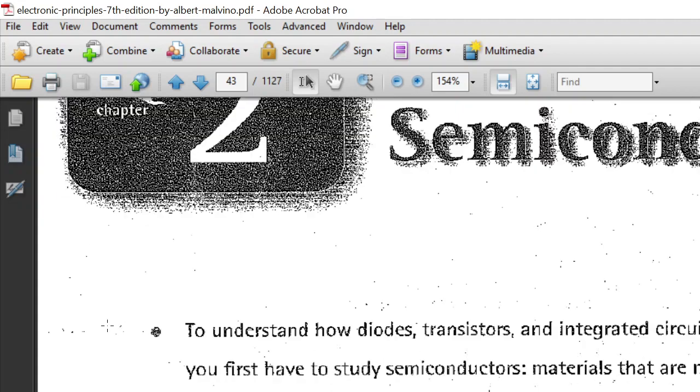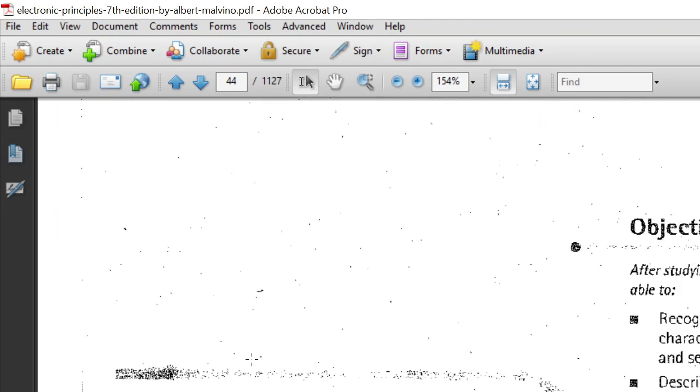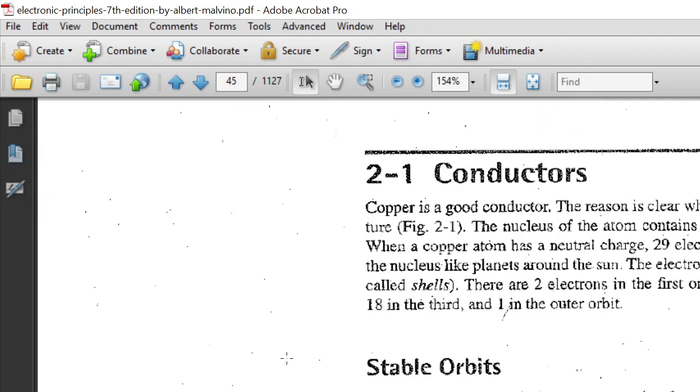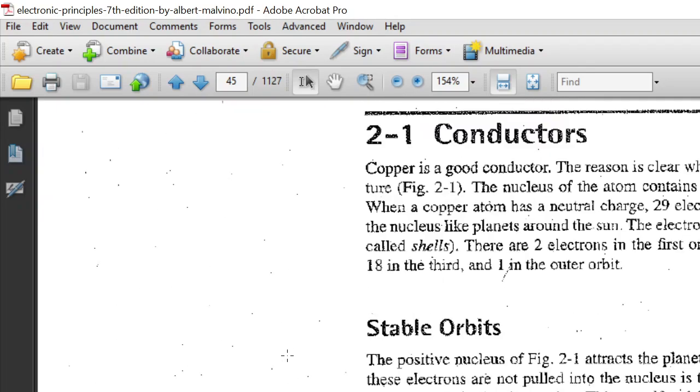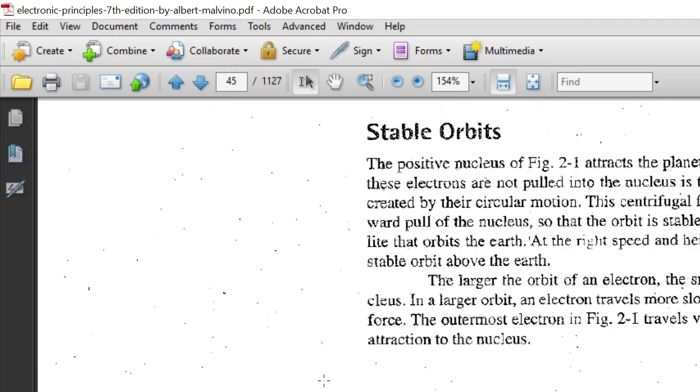So what are semiconductors? We all know that they are those class of materials whose conductivity lies between conductors and insulators. And what are conductors? Conductors are mostly metals. They normally have a single electron in the outer orbit.